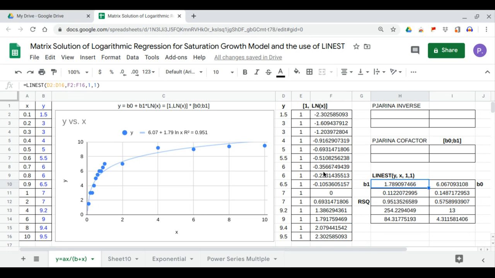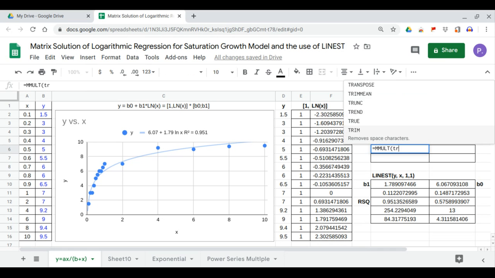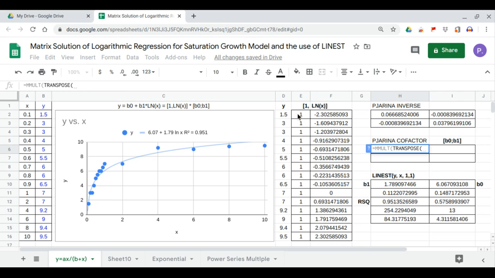We can also use the matrix solution for this. We begin with the pseudo inverse, which is MINVERSE of MMULT of the transpose of the X matrix, the transformed X matrix, and itself. And a cofactor, which is MMULT of the transpose of the X matrix and the Y values.